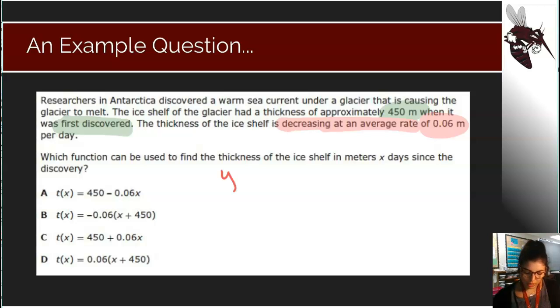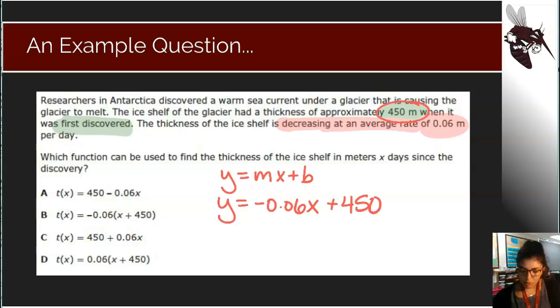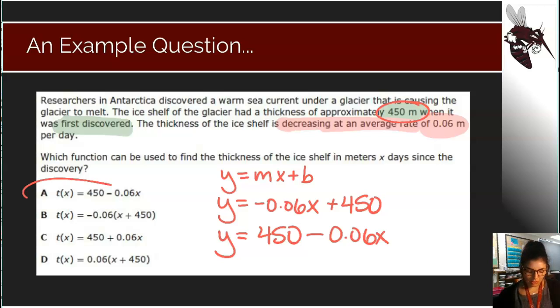Well, we want to write this in y equals mx plus b form. And we saw that a few of these words exist. The rate is my slope, but it says decreasing, so I'm going to make sure it's decreasing per day, and that it started with 450. We began with 450 meters for this melting glacier. None of the answer choices exactly look like this, but we can always rearrange our equations. If you just rearrange these equations, a positive 450 and a negative 0.06x, this is answer choice A.